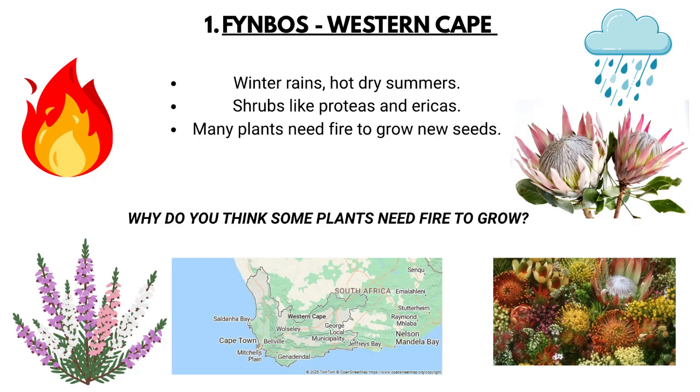There are winter rains, you get hot, dry summers, and shrubs like proteas and ericas. Many plants need fire to grow new seeds. Why do you think some plants need fire to grow?